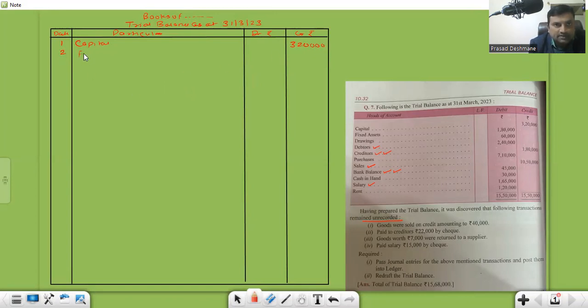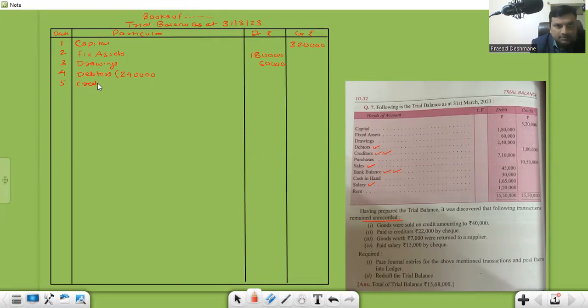Second is fixed asset. Since it is an asset, it will come on the debit side, 1,80,000. Next one, third one is drawing. Drawing is an asset, that's why debit. Next one is debtors. Debtors has a tick mark. So what I'll do, I'll write it in brackets over here because it has some changes. I'm not putting it in the debit column or credit column. I'm writing it inside the particulars because it has adjustment. So it means the debtors balance is going to change.